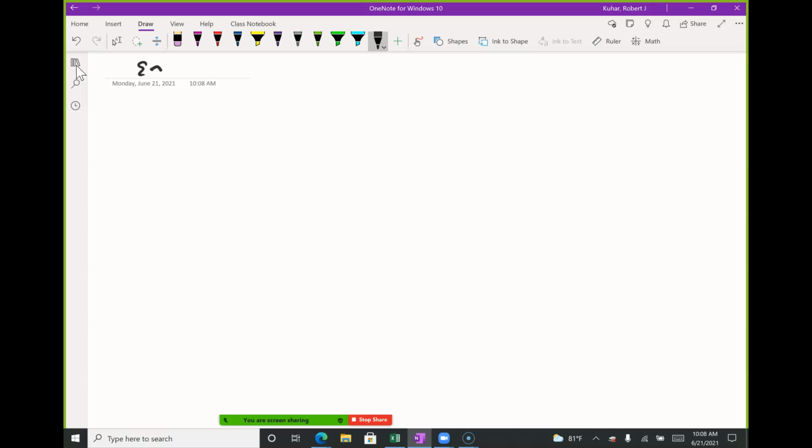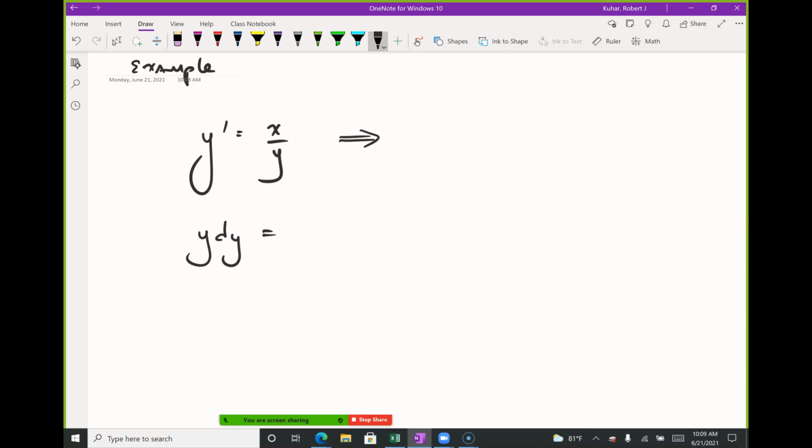So this is another example here. This one will work out a little bit nicer. So y prime is x squared over y. Now let's make it even easier. Let's just do x over y. Sorry, x over y. Nice and simple. So what do I get from here? Where do I go? I get y dy equals x dx.